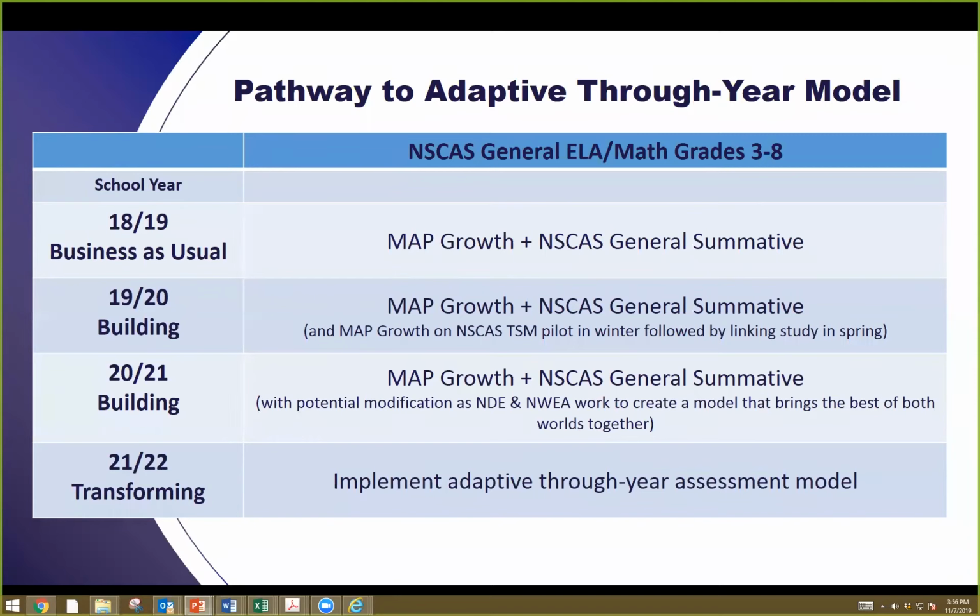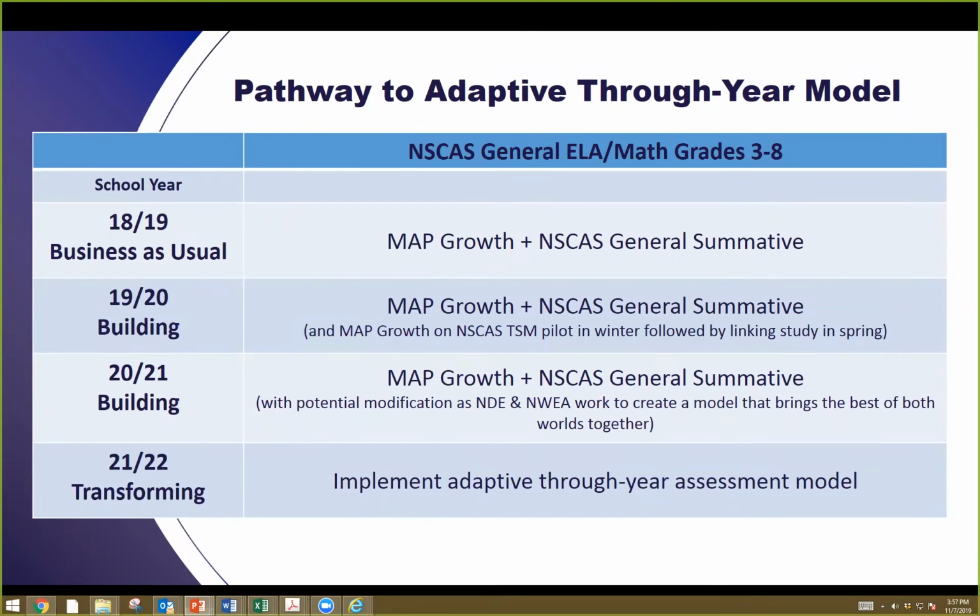The other thing we're going to do is bring in teachers this spring to pop the hood and study what MAP growth items look like. We'd be doing this even if we weren't moving to this adaptive through-year model, but we need to better understand the rigor and the alignment of MAP growth items. So as we move forward with these two working together, we can understand where NSCAS general summative is, where MAP growth is, and as we combine them or make this hybrid model, how they're going to work together.